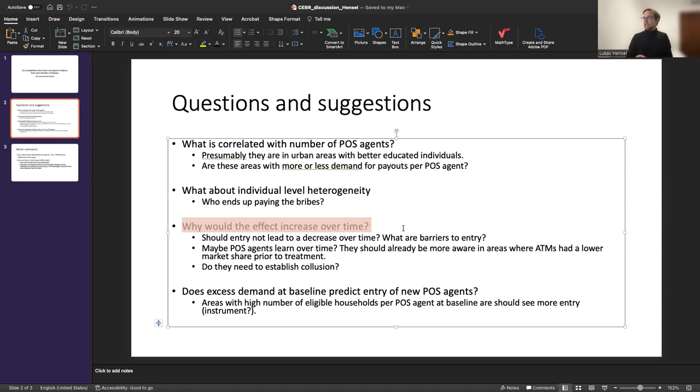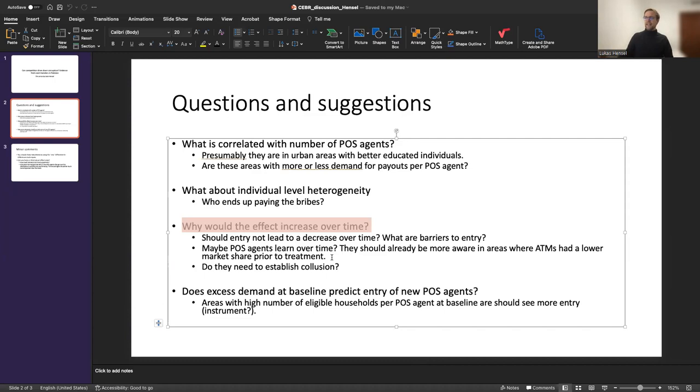I can see two factors contributing to this. One is that there might be barriers to entry for these point of sale agents. It's not costless to enter the market. That's certainly true for the technology that you need, but I think a discussion of that would be useful, just to see what prevents people from coming into the market.